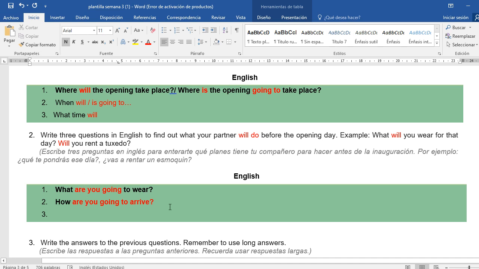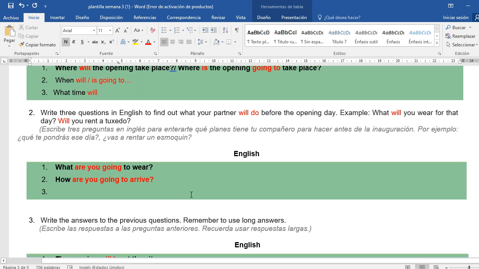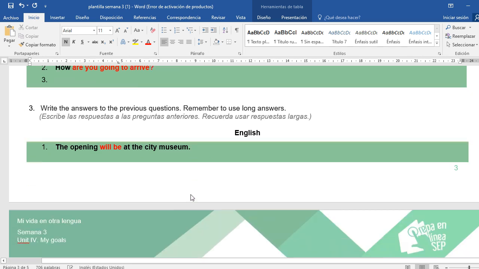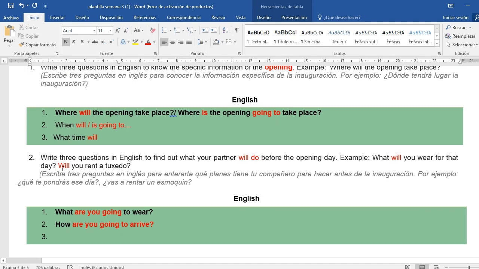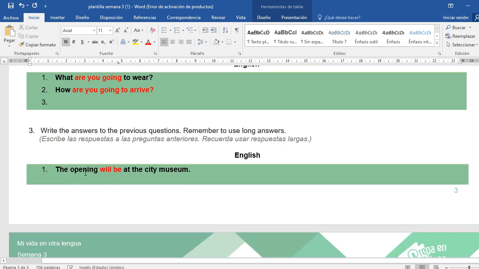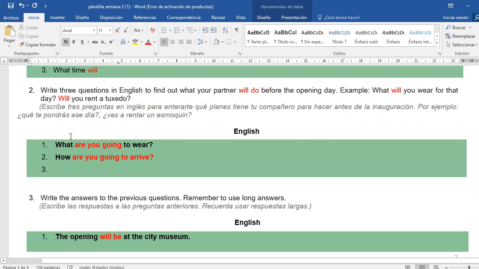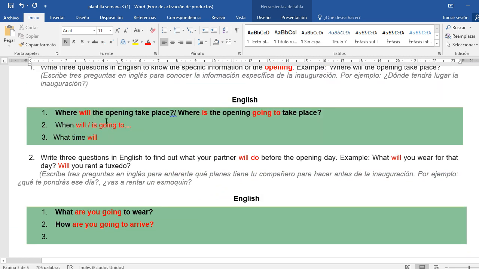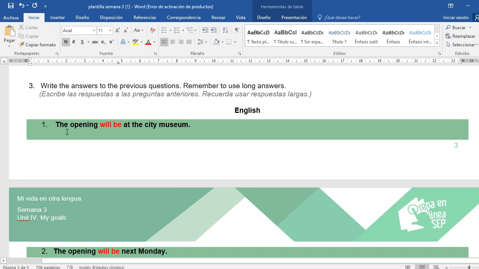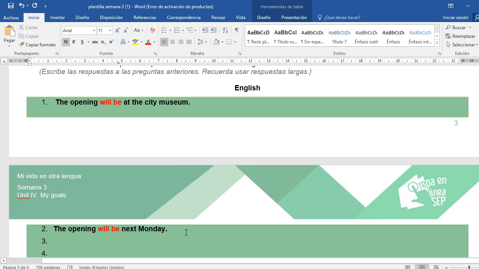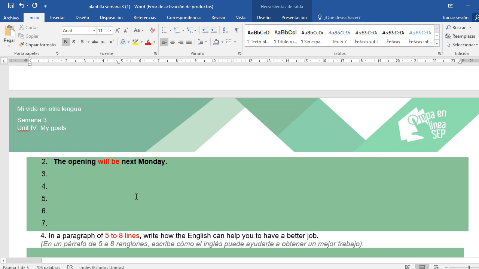So the point here is that you have to use the auxiliaries for the future tense. Then in the third part, you have to answer the 6 questions. 3 in the first part, 3 for the second part, and in the third part, you have to answer all these 6 questions. So, for example, the first one was, where will the opening take place? And the answer is, the opening will be at the City Museum. When? The opening will be next Monday. So you have to answer all the questions.